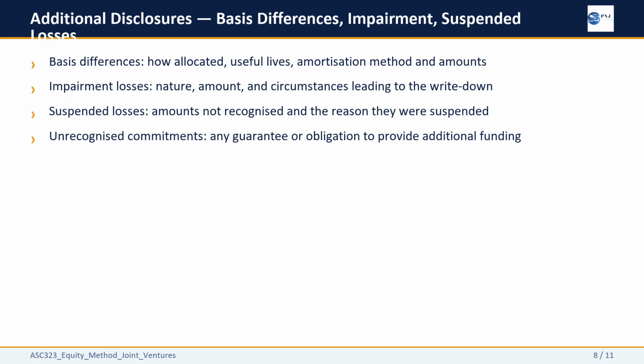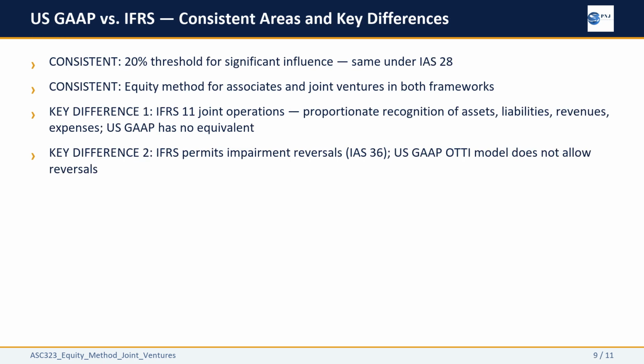Let us now compare this framework with International Financial Reporting Standards. The two frameworks are more aligned than many expect, but two differences are substantial. First, the consistent areas. The 20% threshold for significant influence is the same in IAS 28 as in ASC 323. Both require the equity method for associates and joint ventures. Basis difference allocation works the same way. Loss suspension at zero net investment is also consistent.